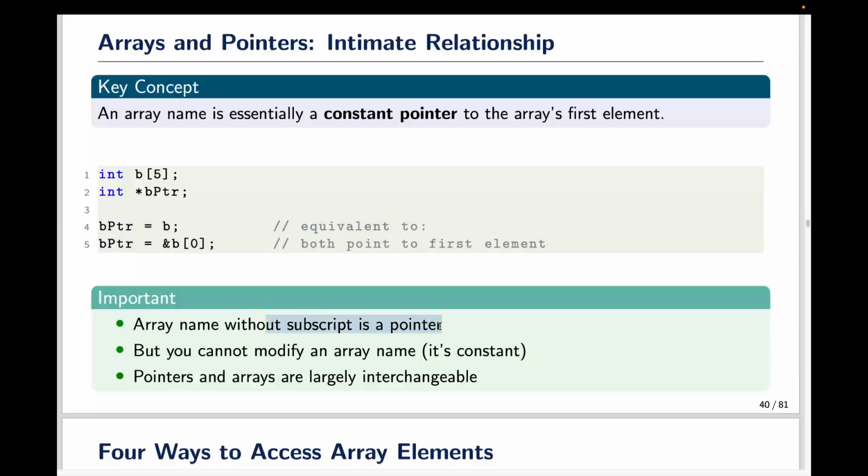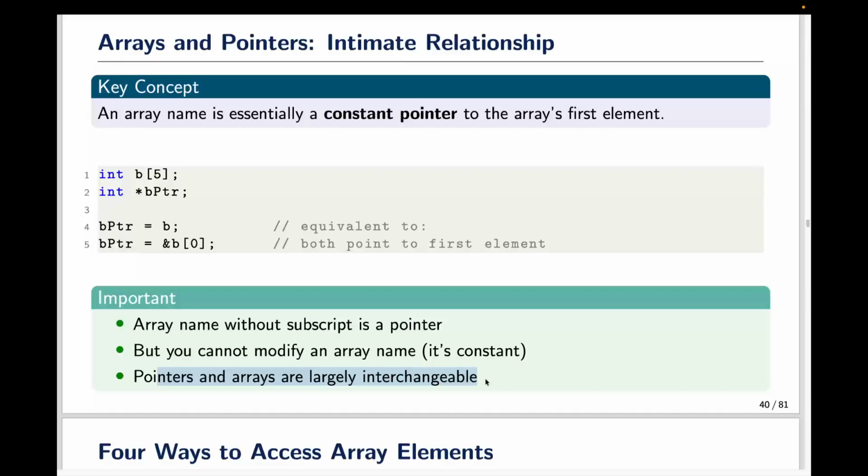So an array name without the subscript is a pointer, but you cannot modify an array name. It's constant. Remember, you cannot modify the array name. This is always going to be B. Pointers and arrays are largely interchangeable. Now just imagine what this statement actually means.